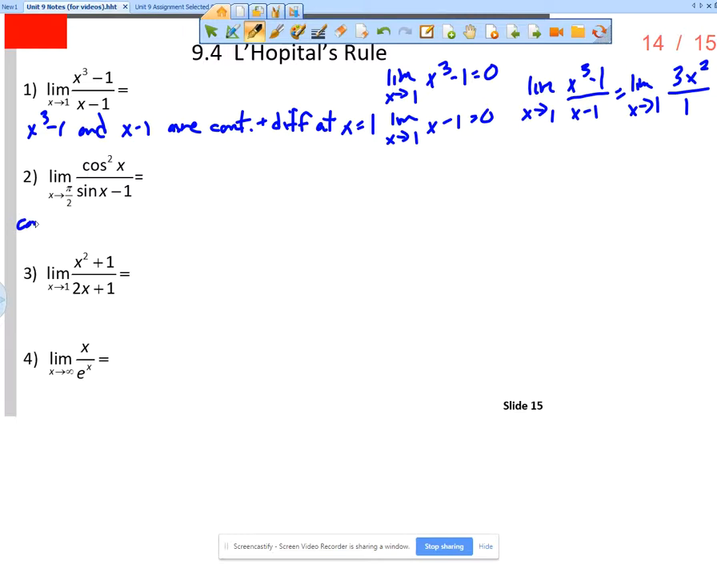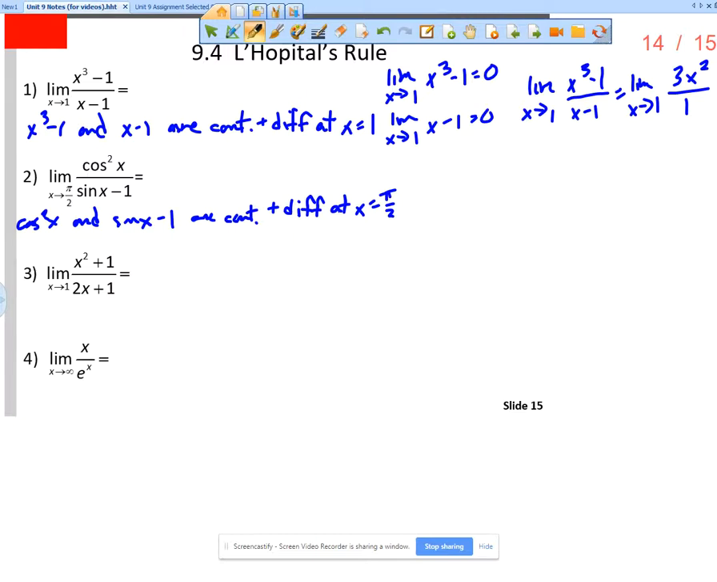We're going to say, okay, well, is the cosine squared of x and sine of x minus 1 continuous and differentiable at x equals pi over 2? What would be an example of something that wasn't continuous and differentiable? Well, let's think about secant or cosecant. You know that secant is the reciprocal of cosine, and if cosine is 0 at pi over 2, then secant would be undefined. There's a vertical asymptote. Therefore, it would not be continuous and consequently not differentiable.